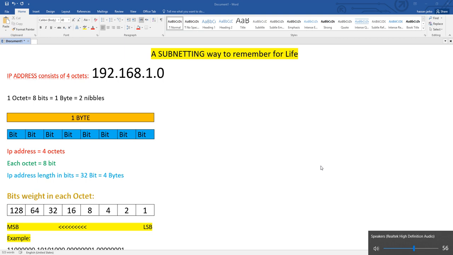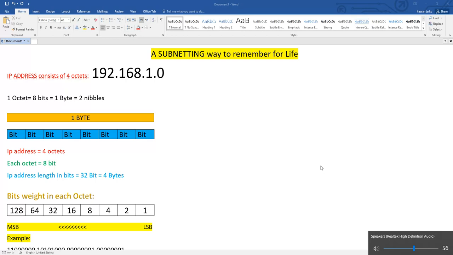In this video I will be talking about subnetting. When we talk about subnetting, so many people are afraid of this concept. However, it's very simple to understand, and there are some basic concepts. Once you master them, it will be very easy for you to do subnetting. So let's dive into it.